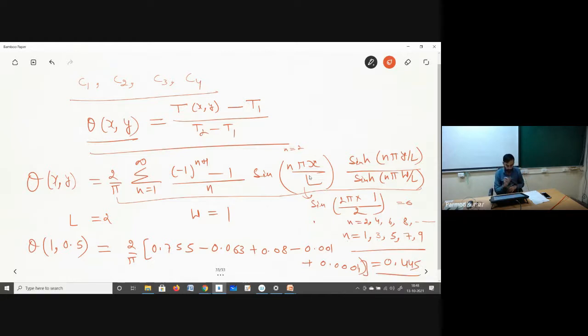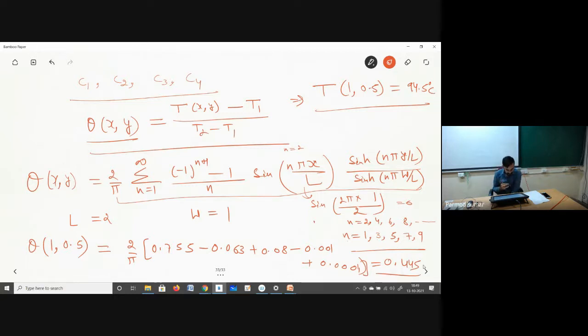Okay, so if I now have the value of theta, can I calculate T? Can I calculate T at 0.1 comma 0.5? Yes, sir. So that is very easy. So I will get T at 0.1 comma 0.5 to be nothing but equal to 94.5 degree Celsius. Okay. So this is the first part.